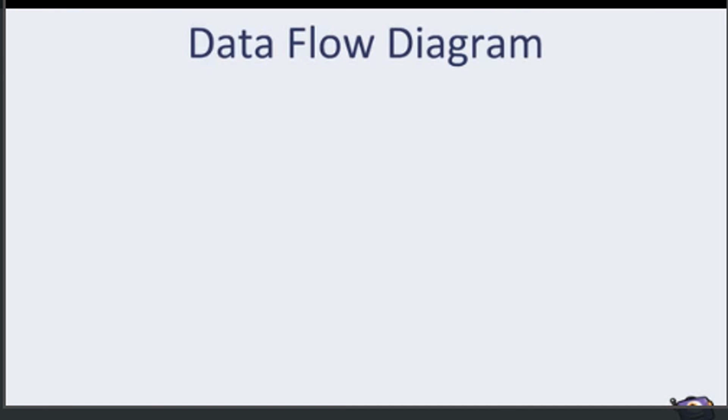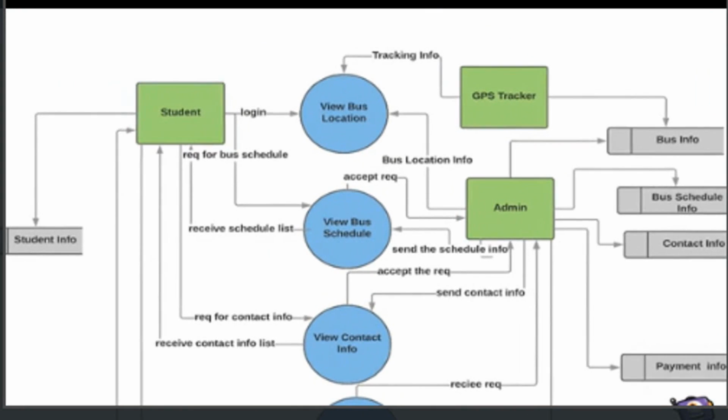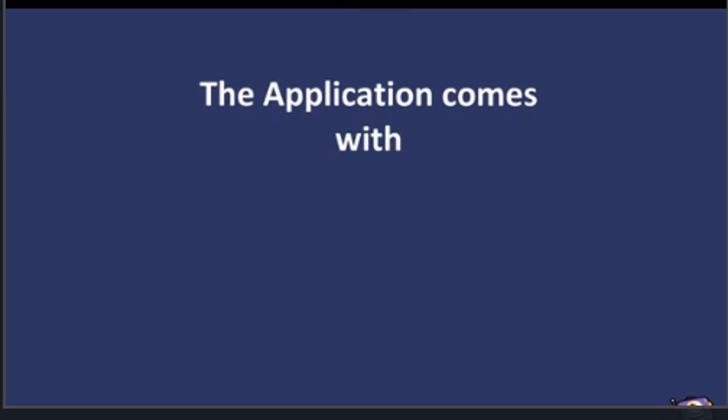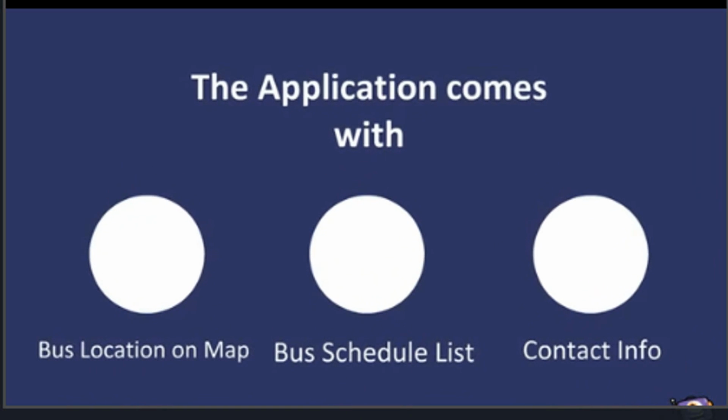And then next is the data flow diagram, where I describe my whole application data flow process. After that, the application comes with three features: bus location in the map, bus schedule list, and contact info of the bus authority.